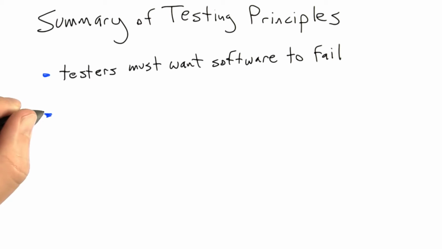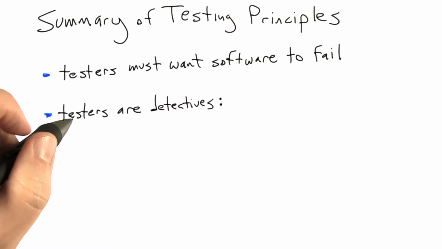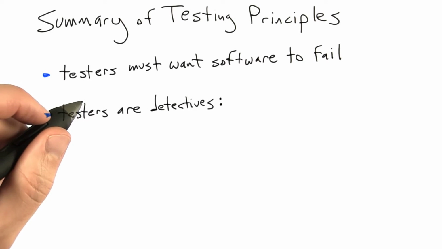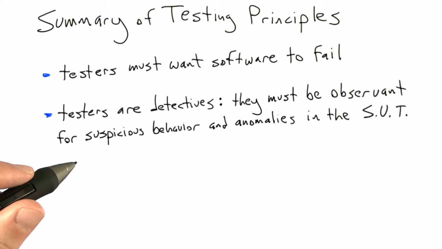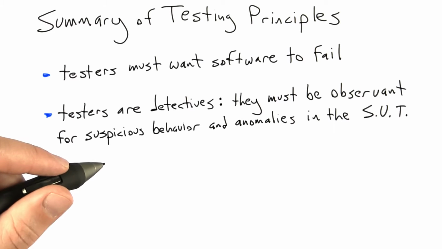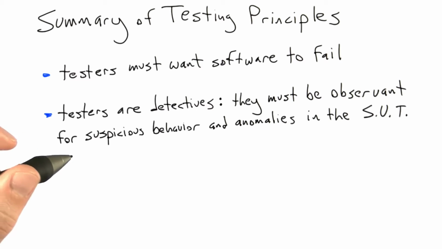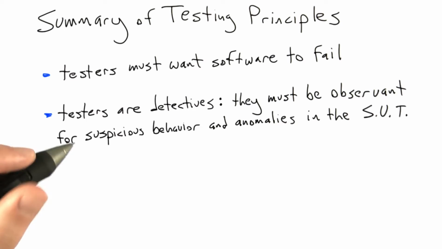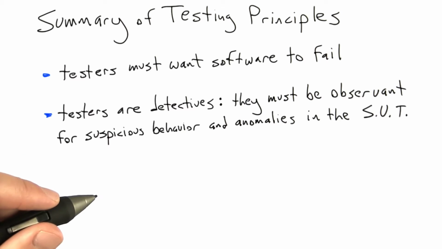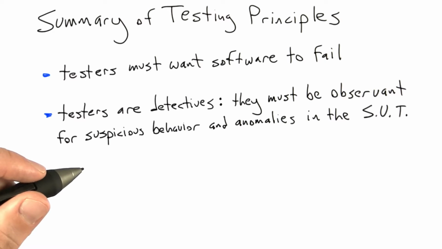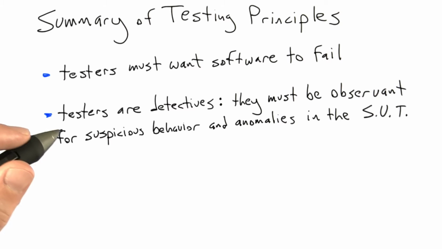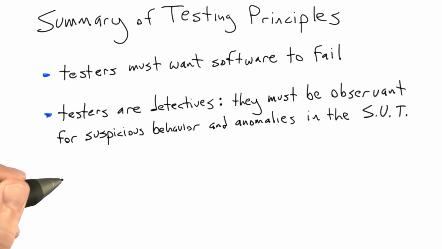First of all, testers must want software to fail. Second, testers are like detectives who are hunting down bugs. And as detectives, testers have to be observant to all sorts of suspicious behaviors and anomalies in the software under test. My guess is that a number of really serious bugs that have occurred over the years are things that had already been noticed by people and swept under the rug because the people were busy, they just wanted to ship the product, or maybe they were users who didn't know what the bugs meant. So regular users have the luxury of ignoring bugs, but testers don't. And so it's really important not to sweep things under the rug.